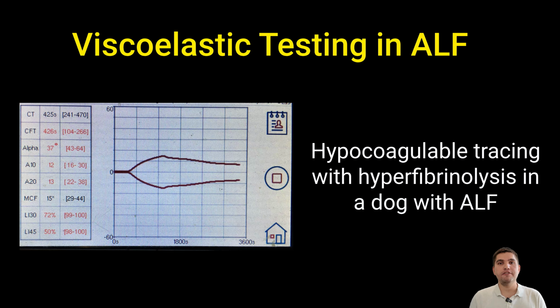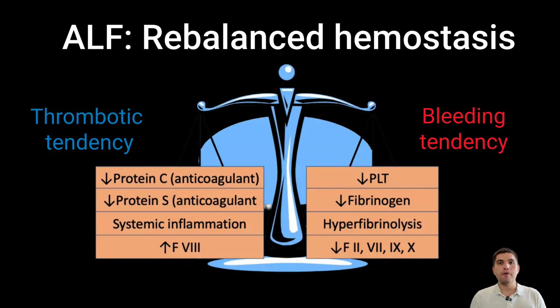Another important benefit of viscoelastic testing is that it assesses the global hemostatic ability of the patient with acute liver failure. This is particularly useful because standard coagulation tests like PT, PTT, and platelet count often provide an incomplete or misleading picture. In liver failure, both procoagulant and anticoagulant factors are reduced, creating a state of rebalanced hemostasis that is not accurately captured by traditional assays.